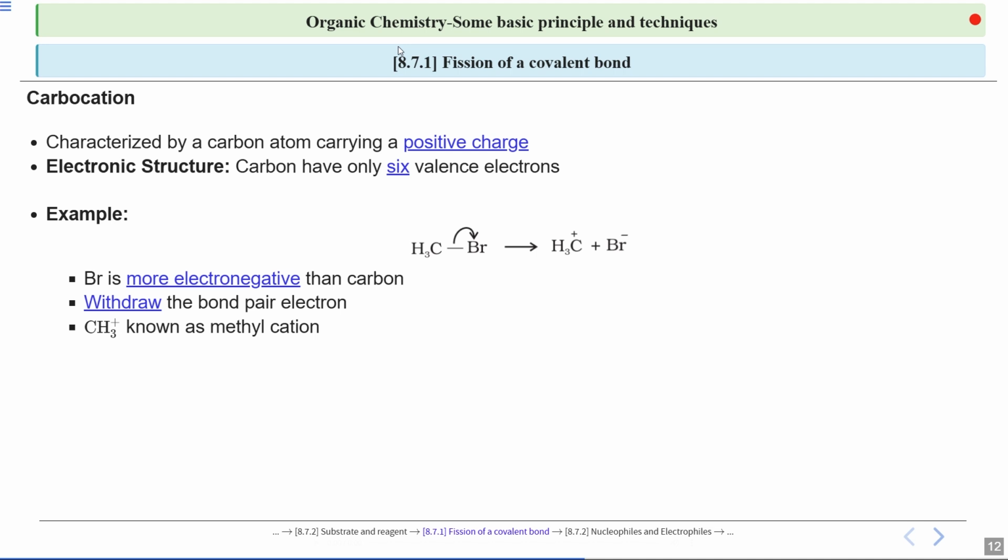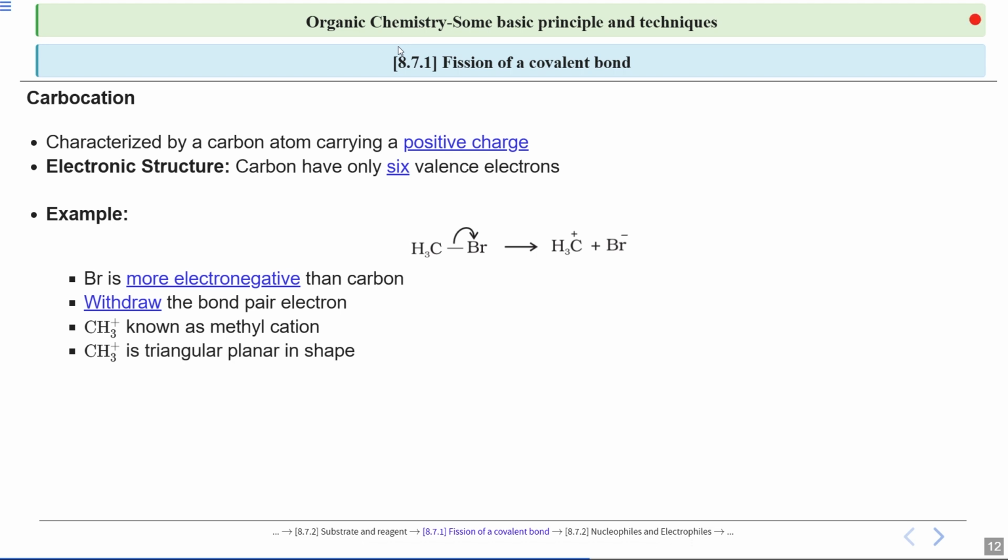Now, how do we name it? It's very simple. If you are talking about this methyl, it has a positive charge, so methyl cation. Similarly, if you take ethane with a positive charge, I would not say ethane, I would say 2 carbons with a positive charge, then you will call it ethyl cation. Similarly, you can have propyl cation and so on.